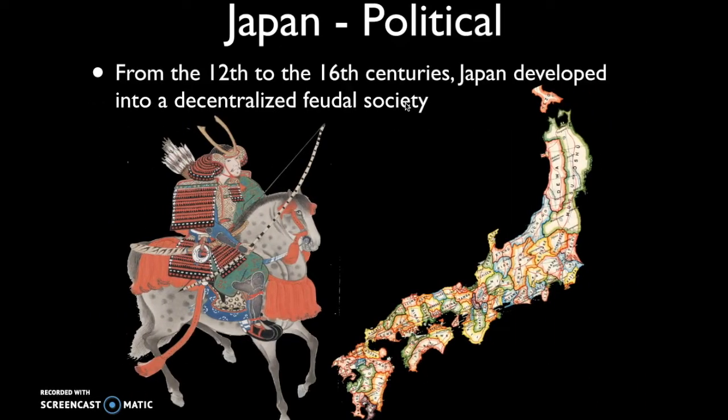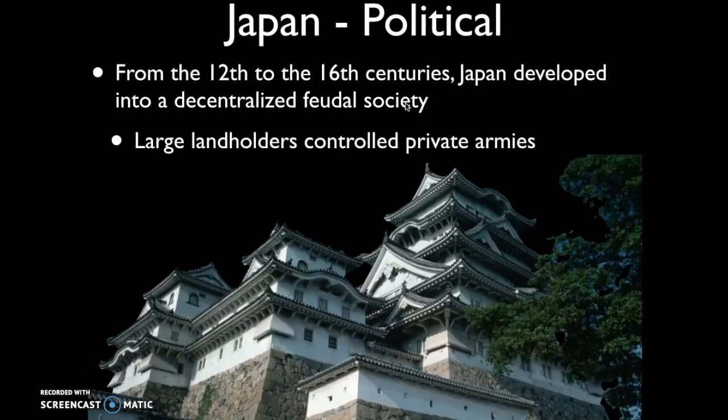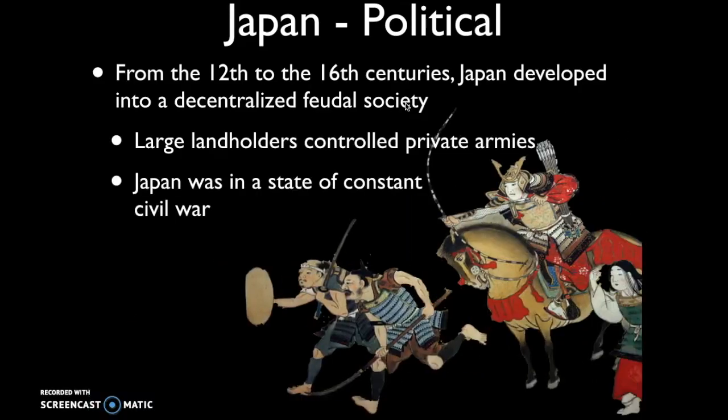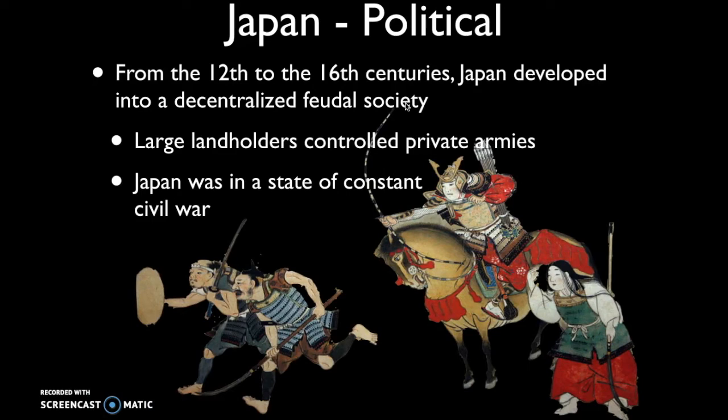So from the 12th to the 16th century, Japan kind of falls apart politically, and it develops into a decentralized feudal society. Lots of large landholders, known as daimyos, are going to control various private armies. There's going to be basically a constant state of civil war in Japan from the 12th to the 16th centuries.